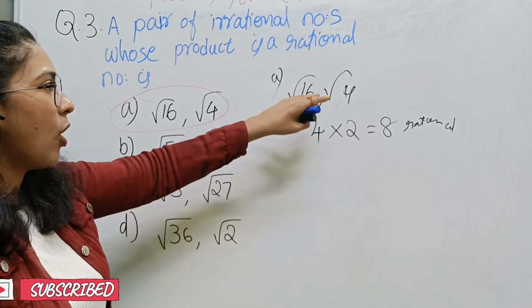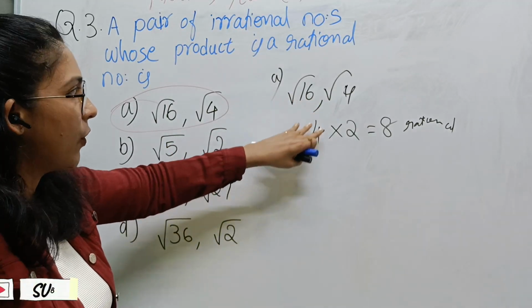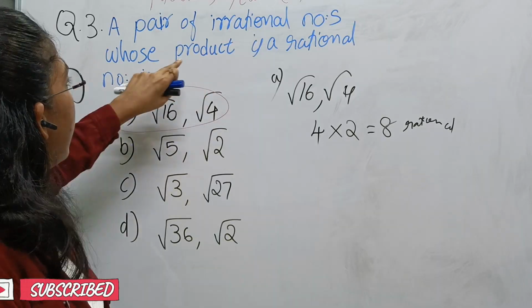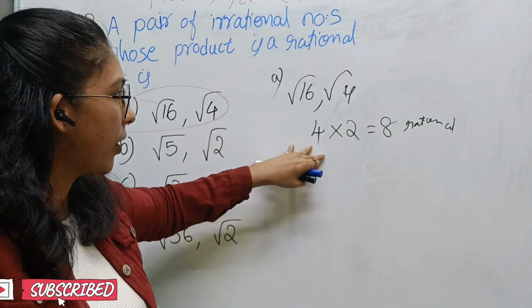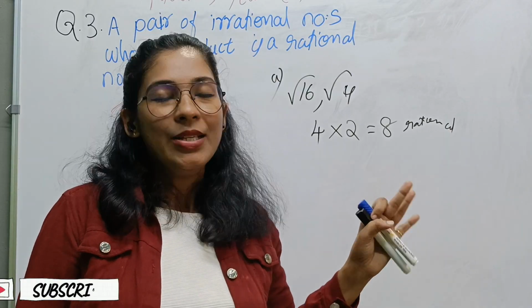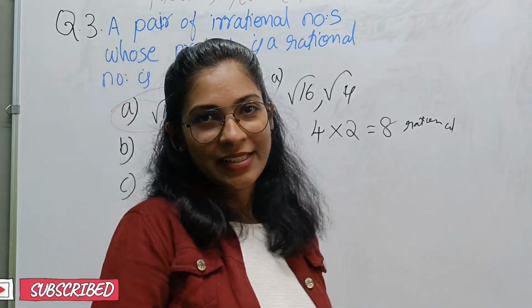Root 16 is 4. Root 4 is 2. 4 times 2, the product is a rational number. So 4 times 2 is 8, and clearly it's a rational number. Okay. So this is the answer. Let's move on to the next question.